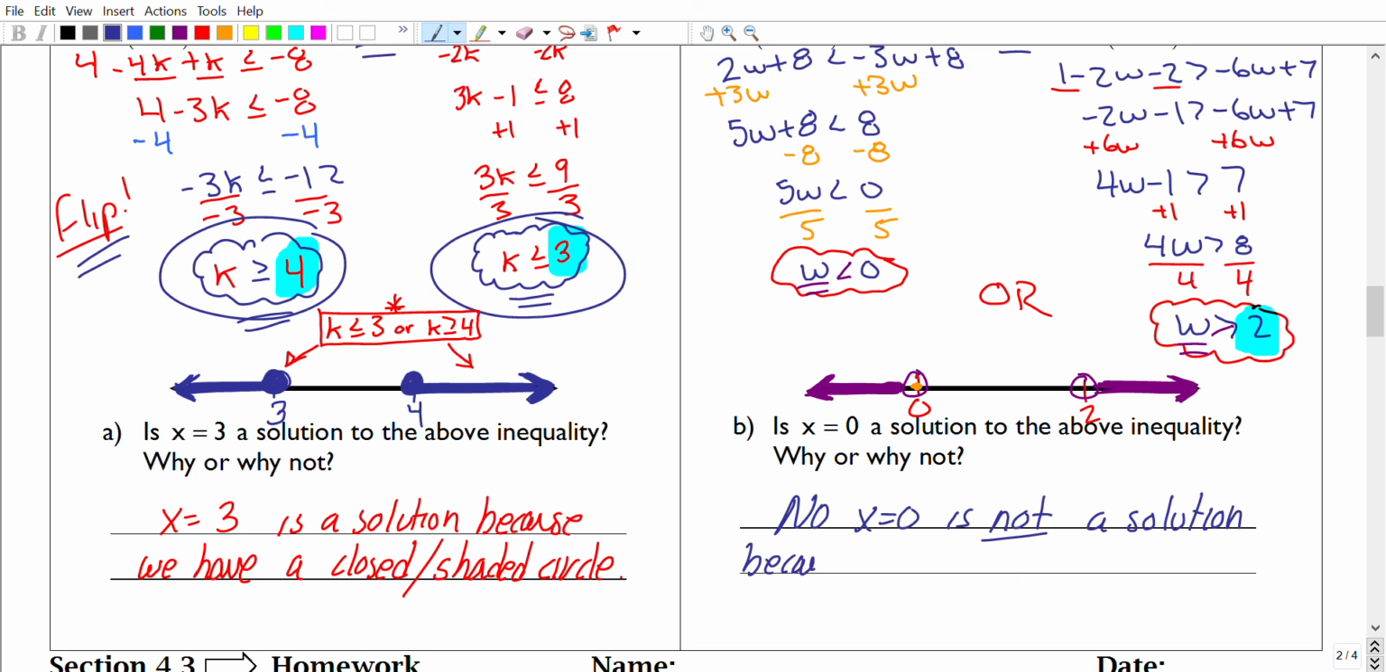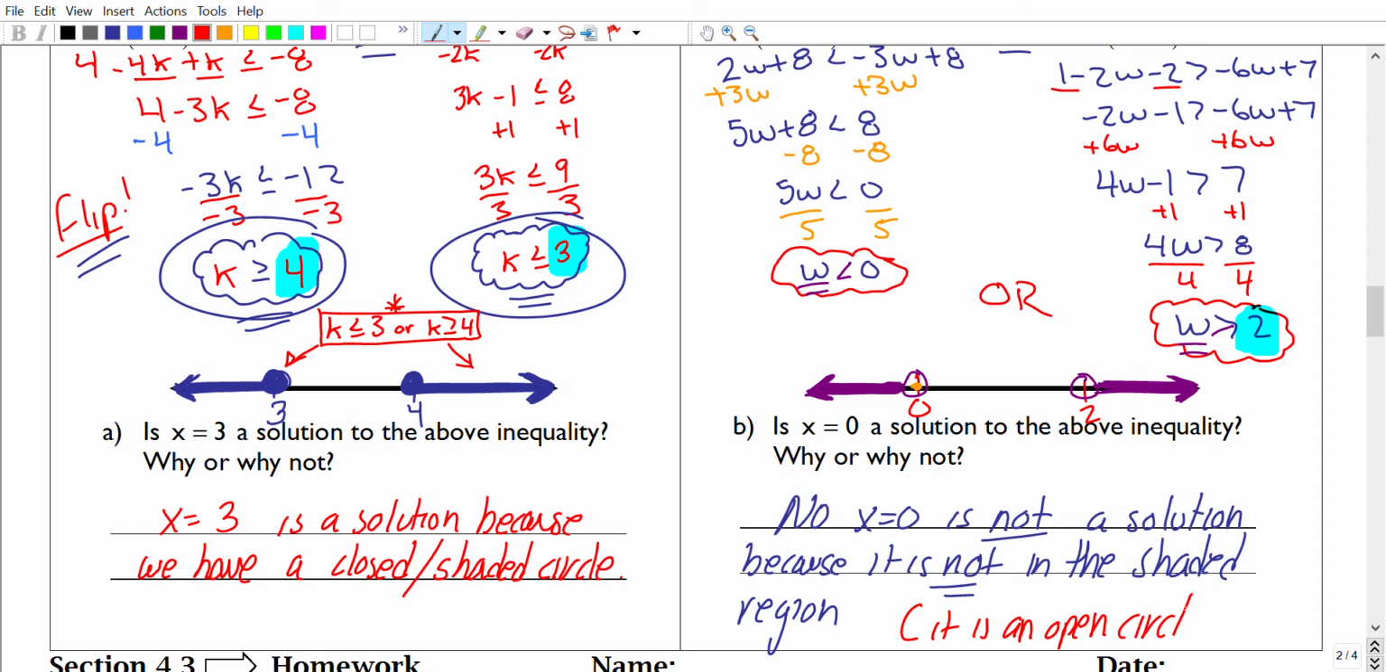because it is not in the shaded region. And basically, to add to your argument, you could say something like, it is an open circle, not a closed circle. Okay?